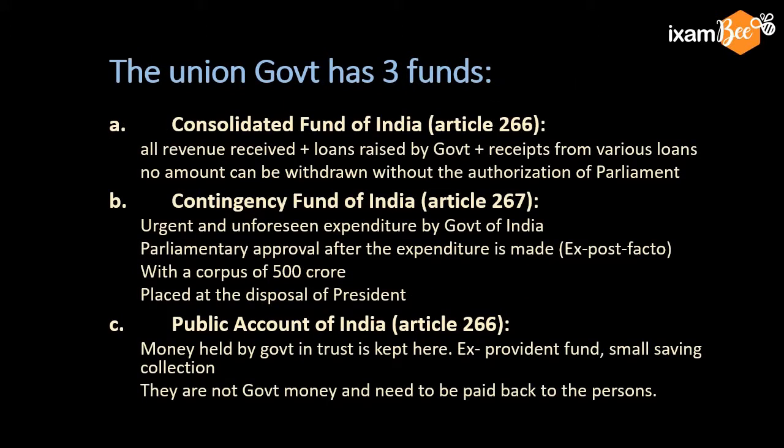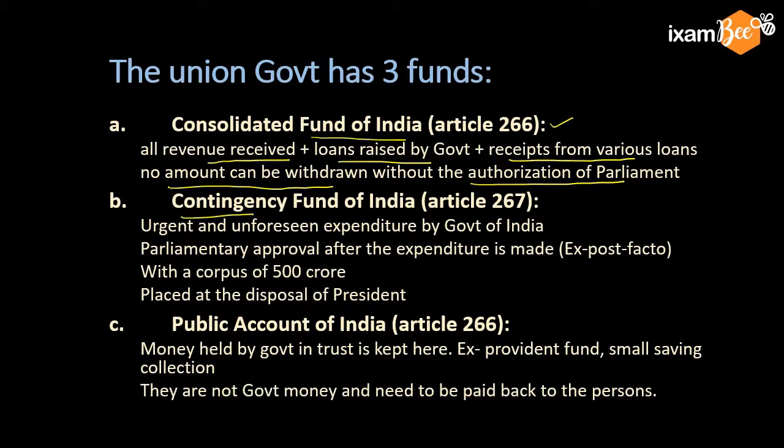One question we asked was about the 3 components and in which fund these are. You can see all revenue received, loans raised by the government and receipts from various loans are in the Consolidated Fund of India, and no amount can be withdrawn from whatever is there in the Consolidated Fund of India without the authorization of Parliament. So anything can be withdrawn only after the authorization of Parliament.